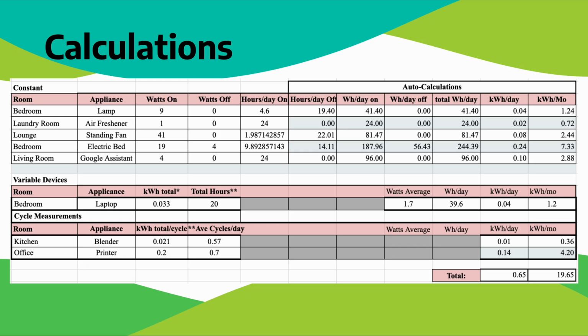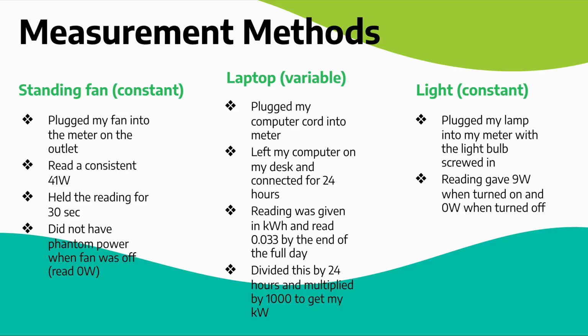These are my calculations. For the constant power device, I calculated watts on, watts off, and then how many hours in a day that device was used on and off. Using those base numbers, I was able to calculate watt hours per day and eventually get to kilowatt hours per day. For variable devices, I calculated kilowatt hours over a certain period of time, which led me to some more average calculations and kilowatt hours per day. And then for my cycle measurements, I took into account how many times the blender and printer were used throughout the week to get my average cycles per day over the course of 7 days, and then also got kilowatt hours per day. On the bottom right, I have my total energy use in kilowatt hours per day and kilowatt hours per month.